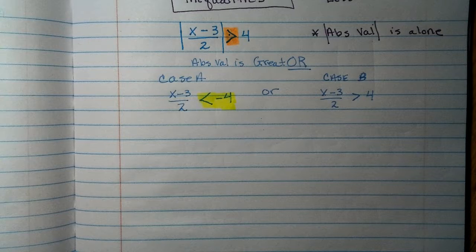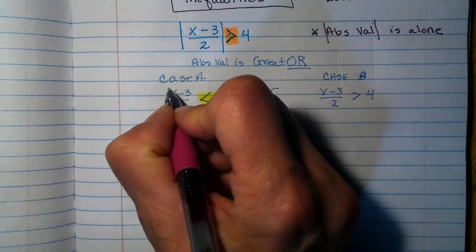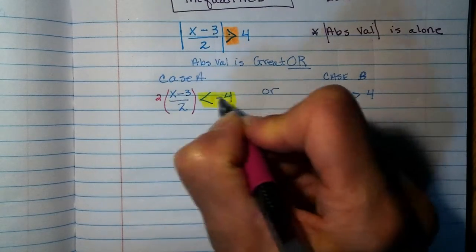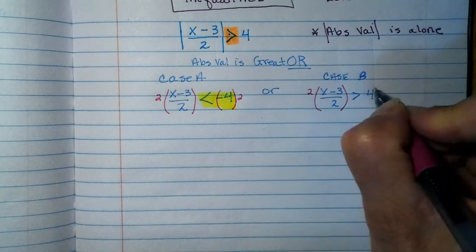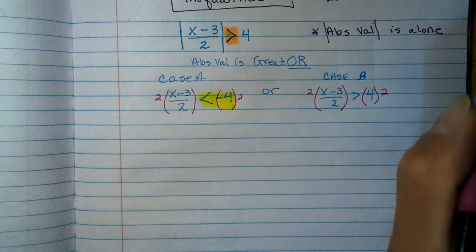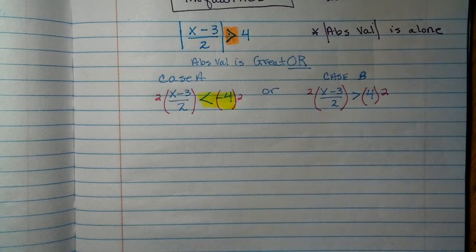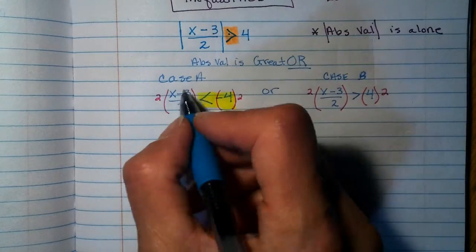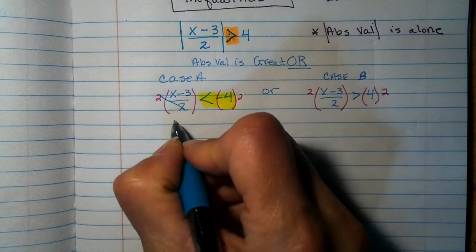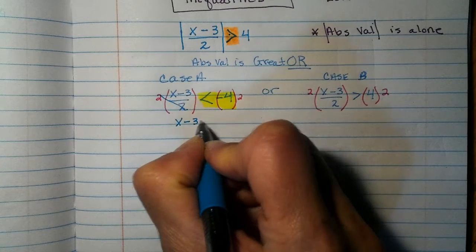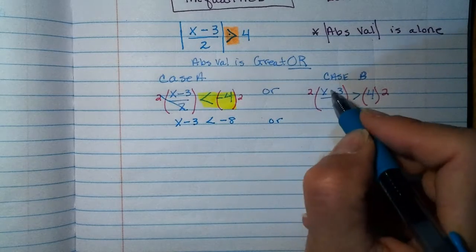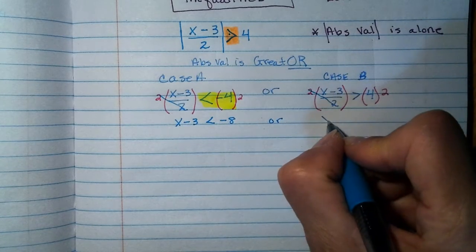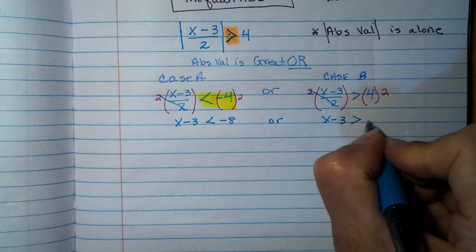Okay, so now just like what we did before, we're going to do simplifying. So I multiplied both sides by 2. And again, I can do that to both sides simultaneously. You don't have to. You can do one side at a time. And then that means now this divides out to 1. So now I have x minus 3 is less than negative 8, or this divides out to 1. So I have x minus 3 is greater than 8.